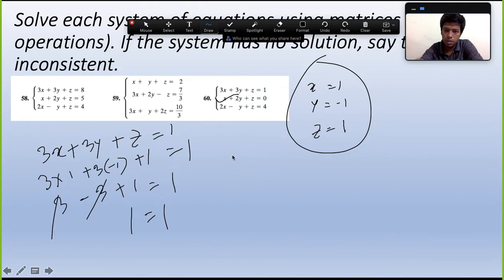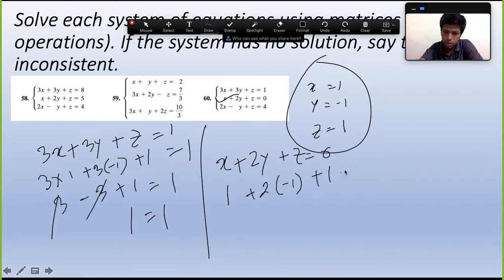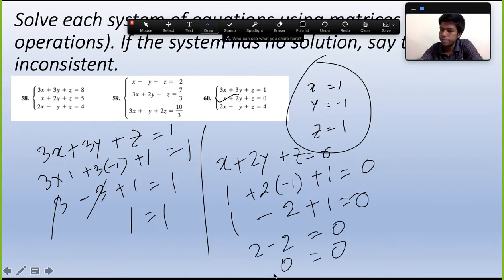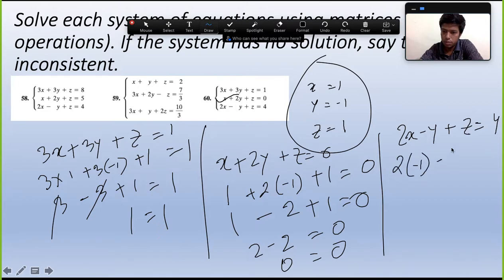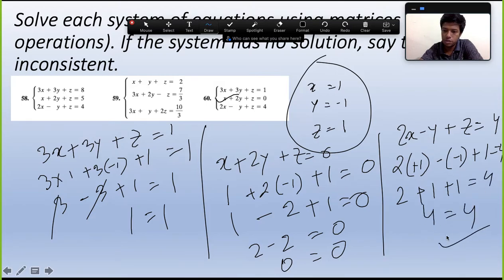Now the second equation, x plus 2y plus z equals 0. So 1, 2 into minus 1, plus 1 equals 0. So 1 minus 2 plus 1 equals 0. So 2 minus 2 on this side equals 0, 0 equals 0. Third equation, twice x minus y plus z equals 4. So 2 into 1 minus minus 1 plus 1 equals 4. So this is plus 1 actually. So 2 plus 1 plus 1 equals 4. So 4 equals 4. So this is also proved. All three of them match.